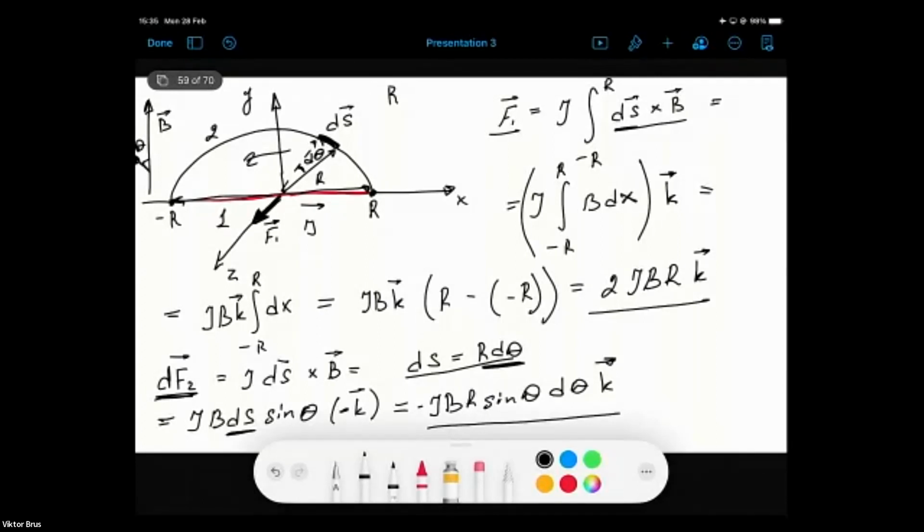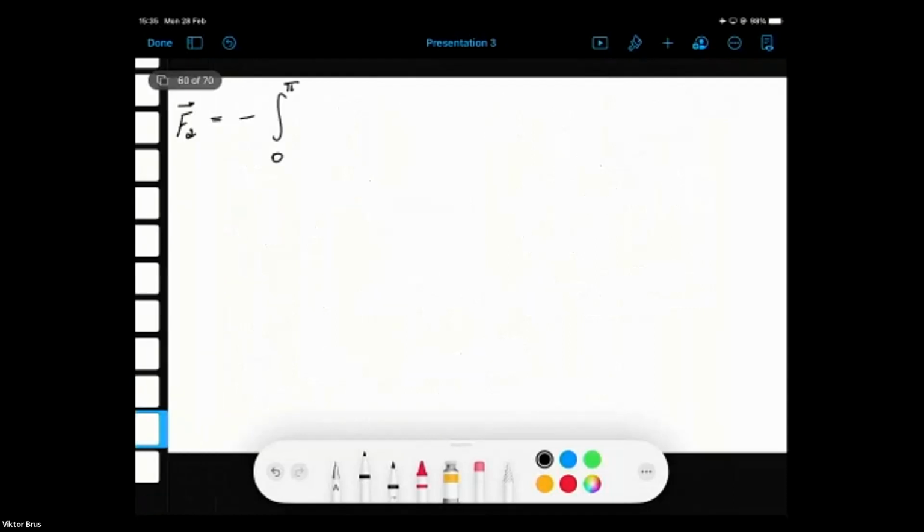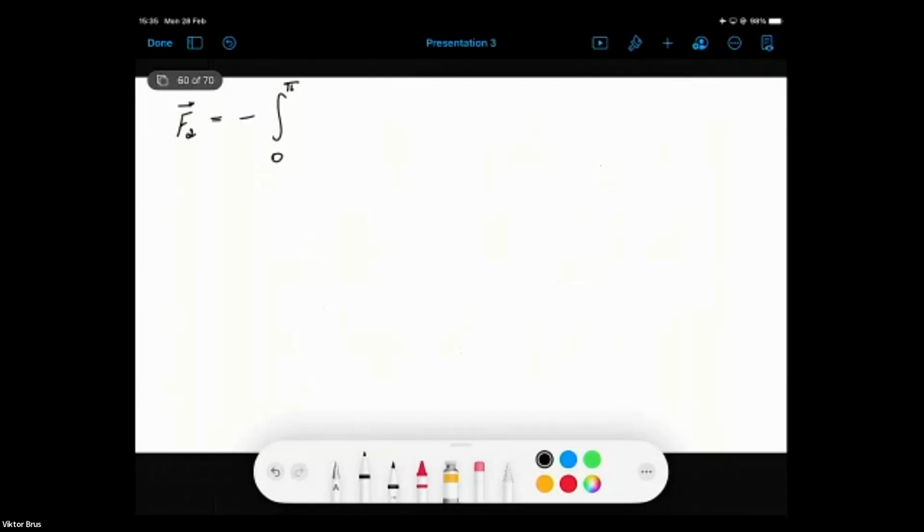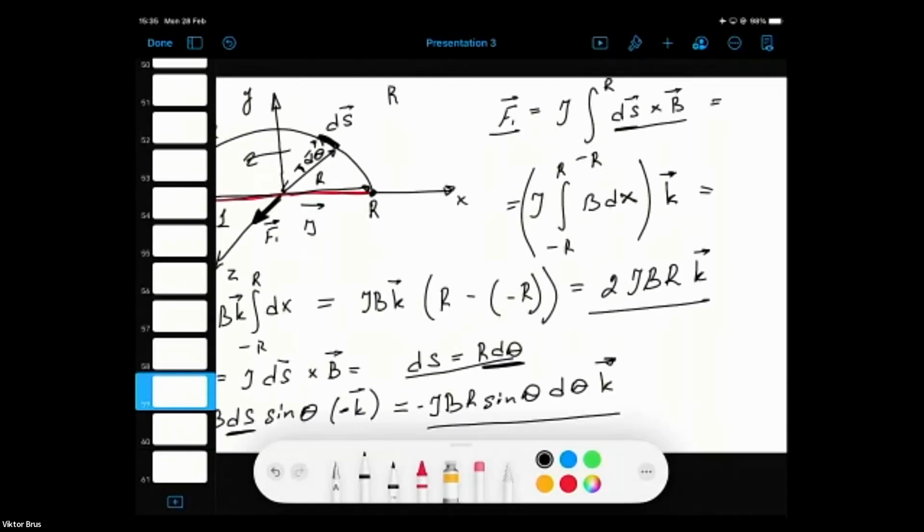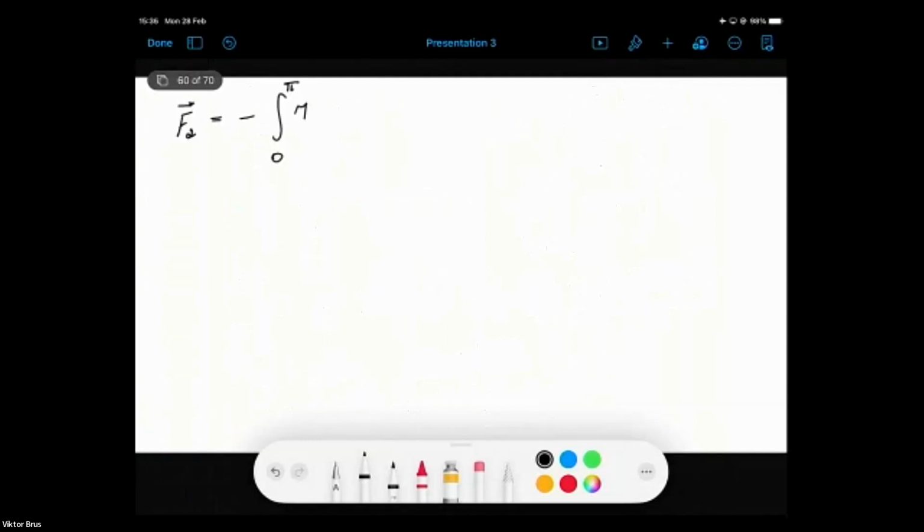So let me write it down here. That will be, oh, I forgot to look here. So I b r sine theta d theta. And here we have k unit vector.